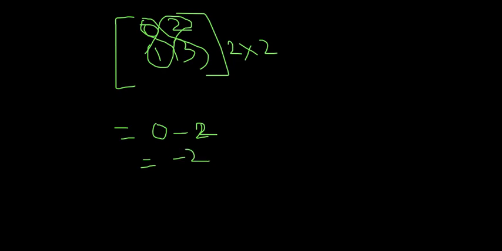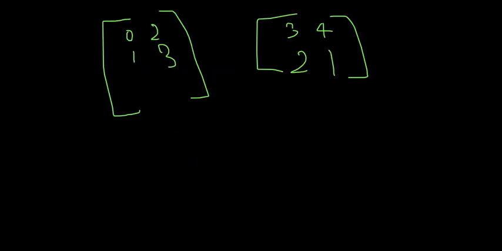And notice this minus sign right here. You subtract the product of the second multiplication, that is 2, from the product of the first multiplication. Let's take a look at another example to better understand the entire thing.